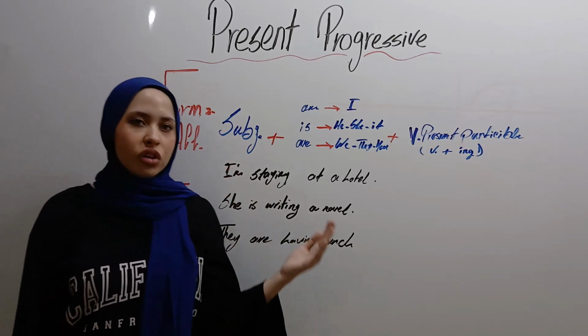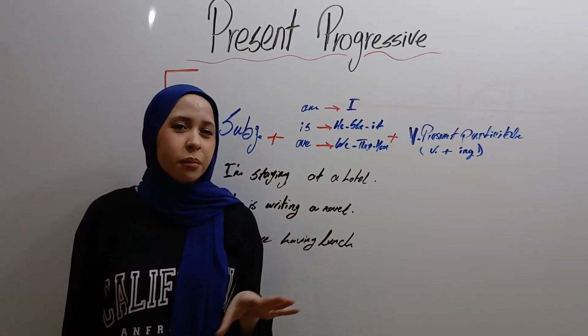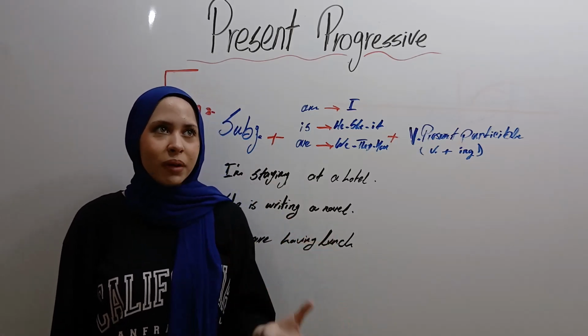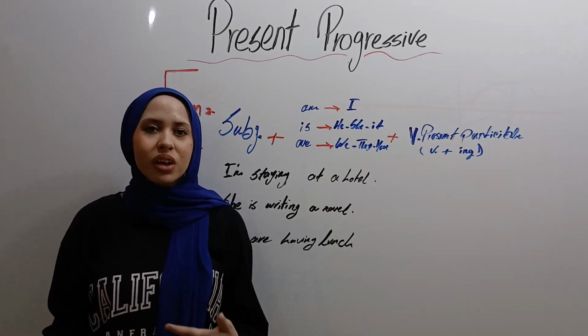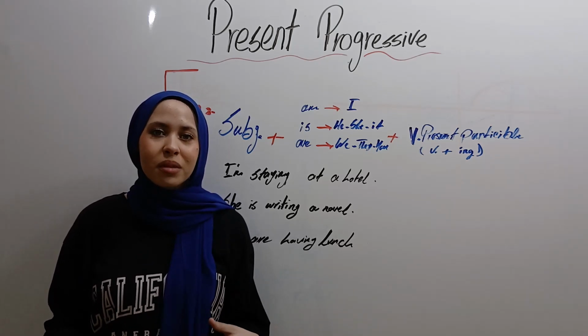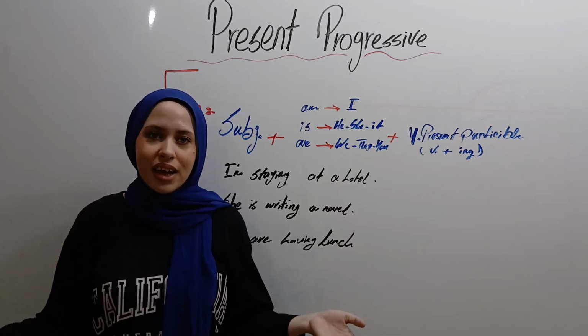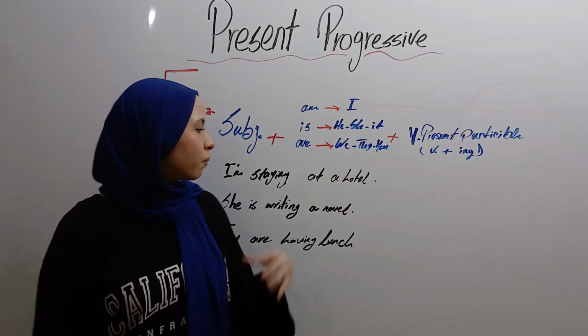Let's take some examples. I'm staying at a hotel. Staying at a hotel is always something that's temporary because everyone has their home, right? Staying at a hotel is something that happens when you're traveling maybe, so it's something that happens for a week, 3 days, a fortnight, etc.